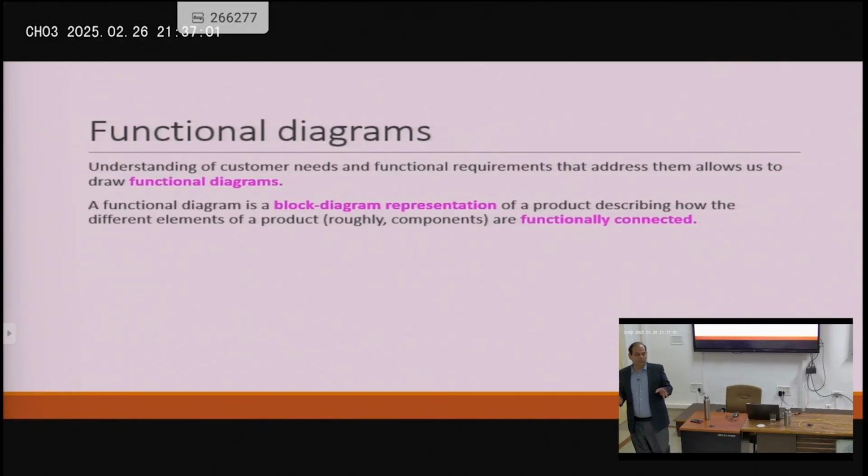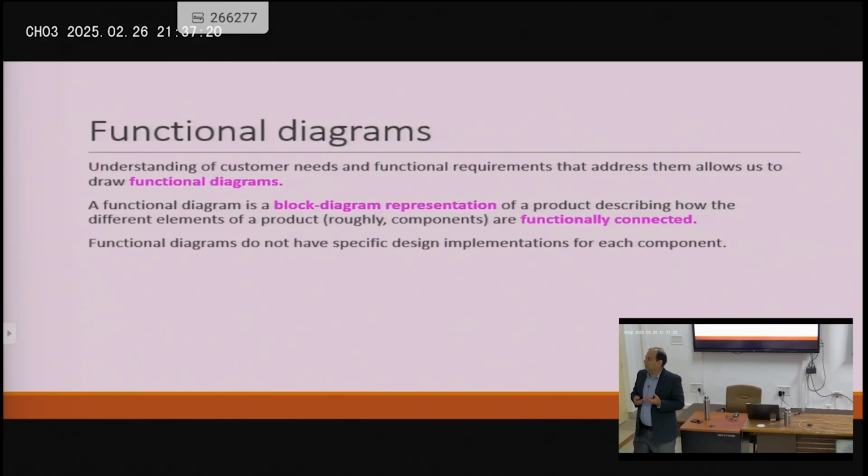NASA has been doing it for a long time. A lot of companies do functional diagrams, and they mean slightly different things, but the general idea is the same. It's a block diagram, where roughly each component is a block. And then you see how different things flow through each component to other components, and so on and so forth. So how the different elements of the product, roughly components, are functionally connected, right?